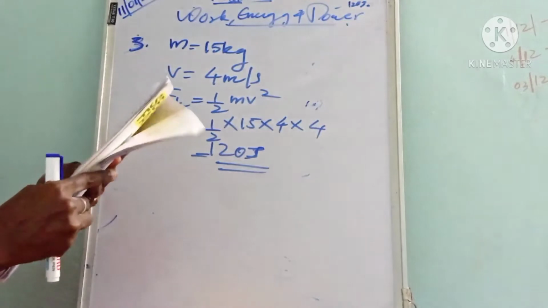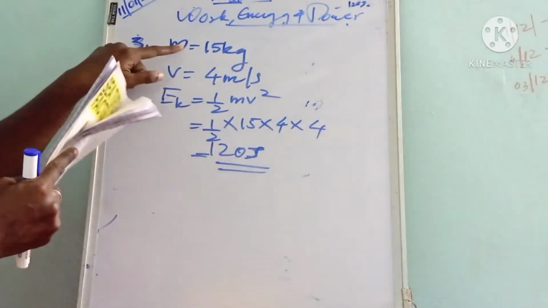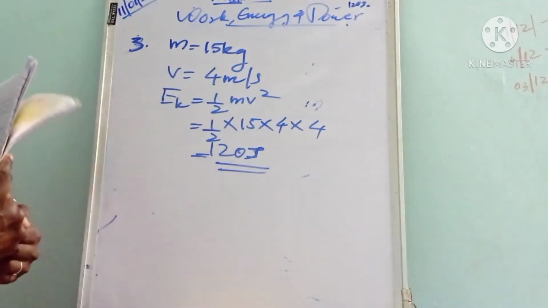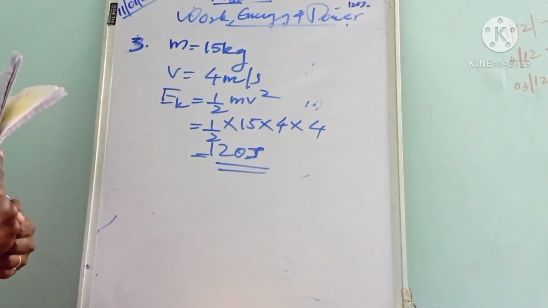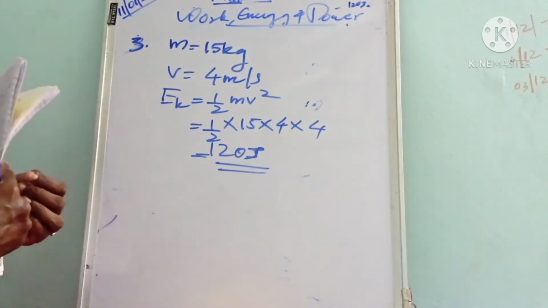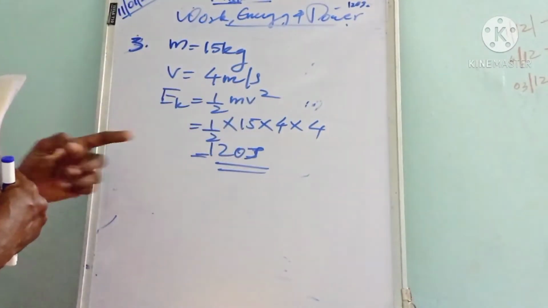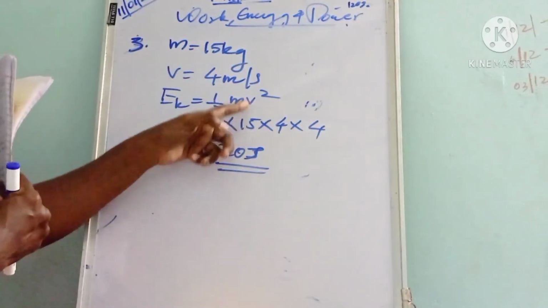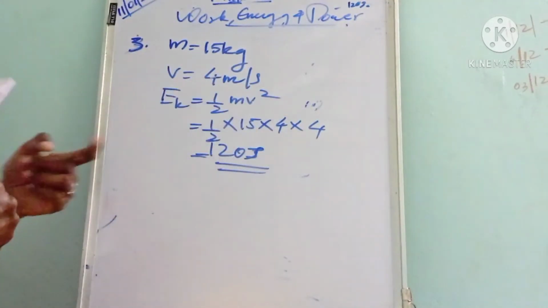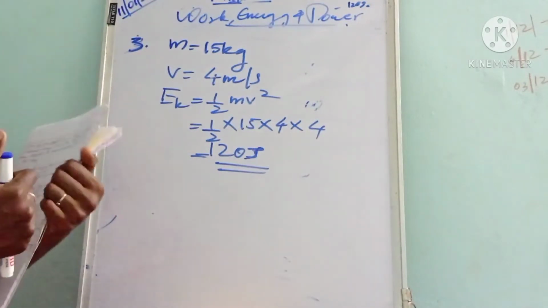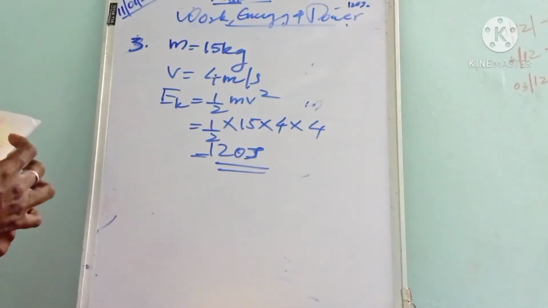Here, an object of mass 15 kg, so mass is given as 15 kg. It moves with a velocity of 4 meter per second, so v is taken as 4 meter per second. Then we have to calculate its kinetic energy. You know the equation for kinetic energy, half mv square. So half into m is 15, v square is 4 into 4. And by simplifying this, we will get kinetic energy as 120 joule. Okay, have you got it?